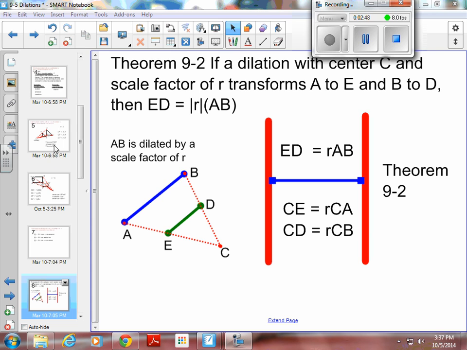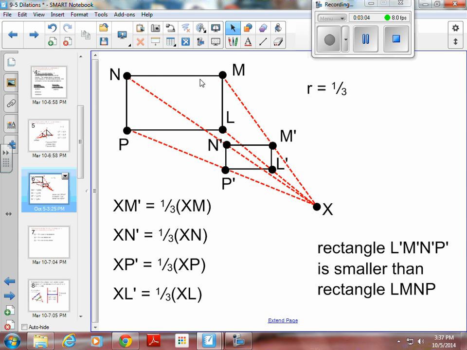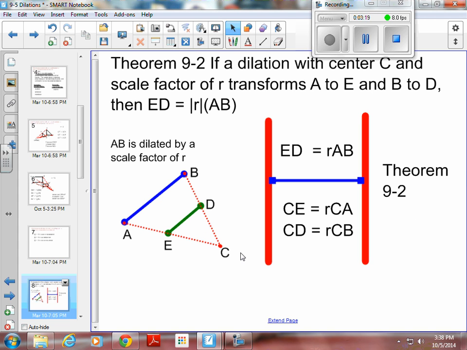So if I go back to my original triangle here, that means if my scale factor is 2, if I take AB and multiply it by 2, I get the distance from A prime to B prime. If I take AD and multiply by 2, I get the distance from A prime to D prime. Likewise, for a reduction, if I take the distance NM and multiply it by 1/3, I get the distance of N prime M prime. If I take the distance N to P and multiply by 1/3, I get the distance from N prime to P prime. And that's pretty much what this is saying: the distance of all my segments is going to change by the scale factor. So you're going to be multiplying by your scale factor.